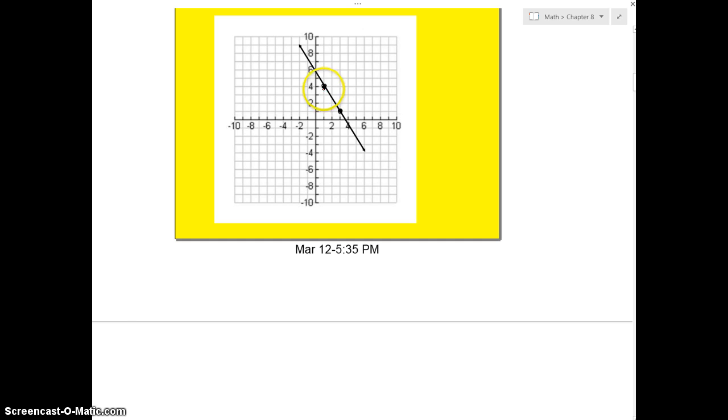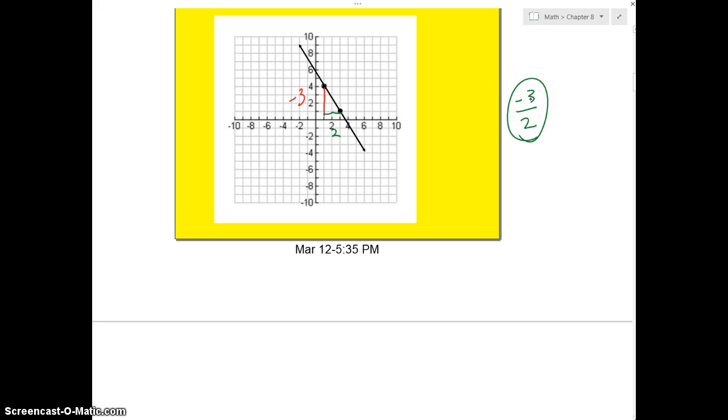So if I start at this point, I'm going to go 1, 2, 3, down 3. That's my vertical change, negative 3. And I'll start here and go right 2, 1, 2. Okay, so my slope, my vertical change is 3 over 2, and there's my slope.